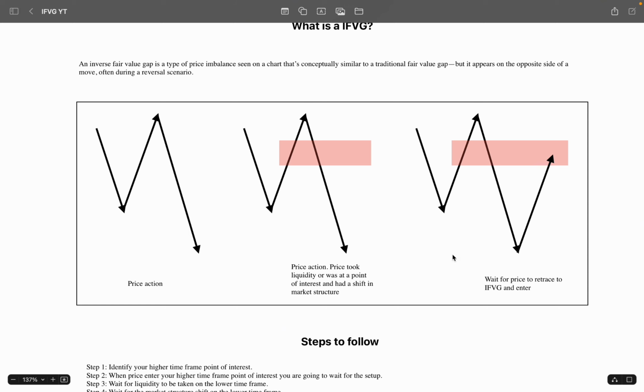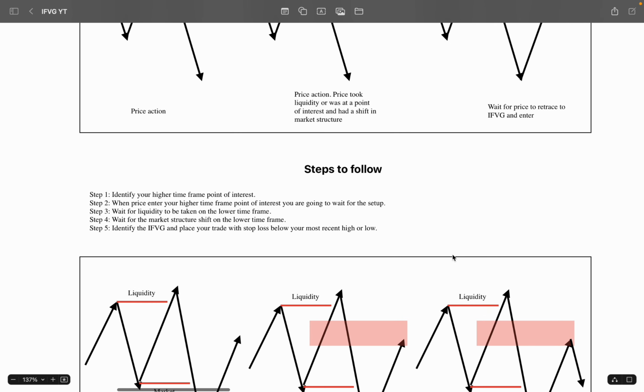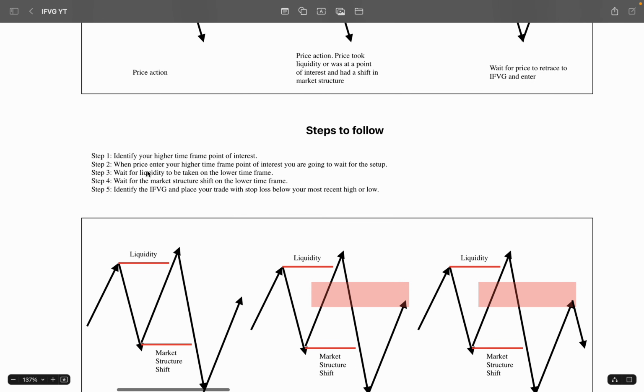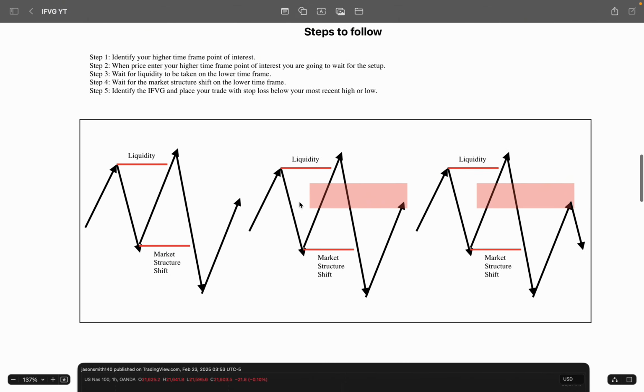and we target our targets. So the steps we follow for this: we need to identify the higher time frame point of interest. When price enters your higher time frame point of interest, you are going to wait for the setup. Wait for liquidity to be taken on the lower time frame. Wait for the market structure shift to happen on the lower time frame, and also identify the inverse fair value gap and place your trade with stop loss below your most recent high or most recent low.